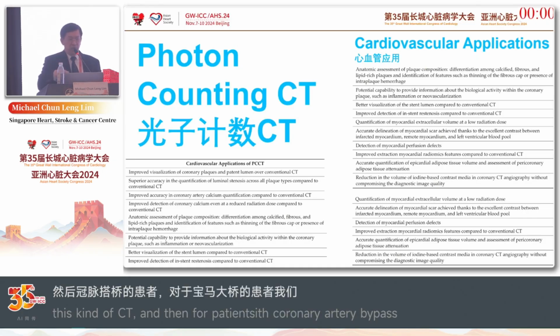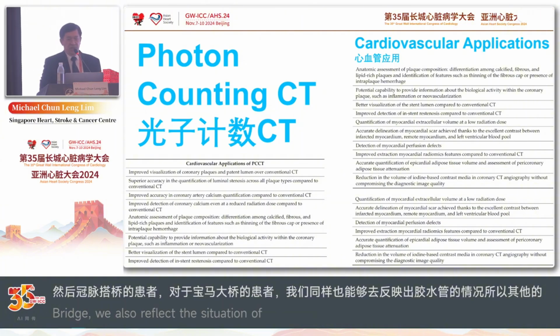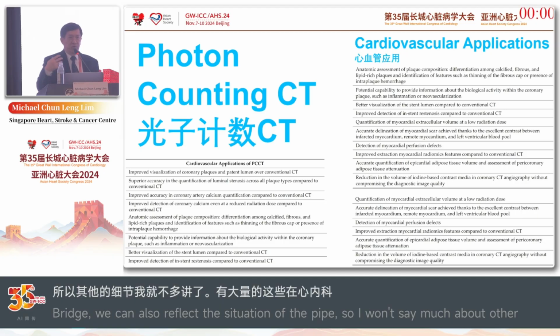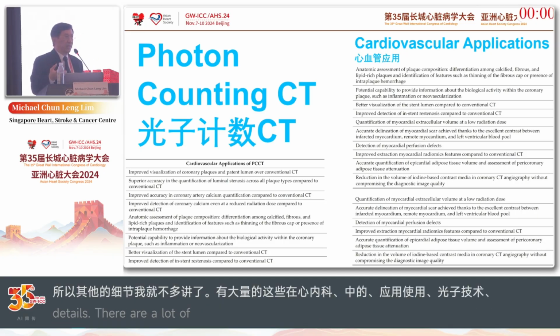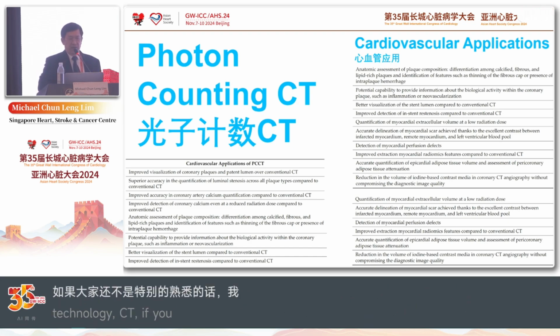I don't want to go through all the details, but there's a whole list of cardiovascular applications of this. All I want to say is that for those of you who are not familiar, it's good to understand this, because this will become a very important tool for us as cardiologists doing complex cases.